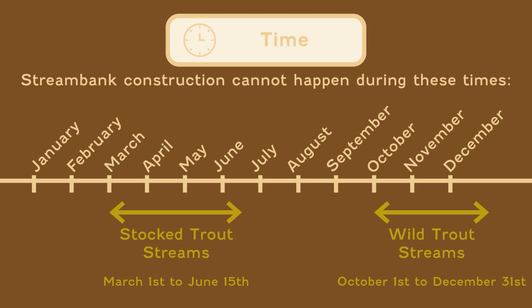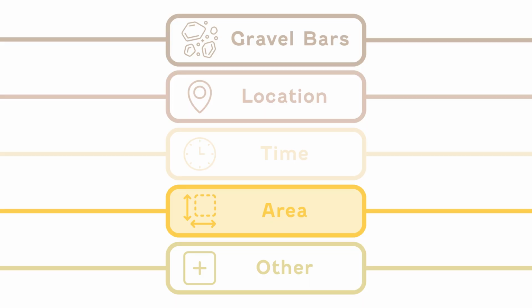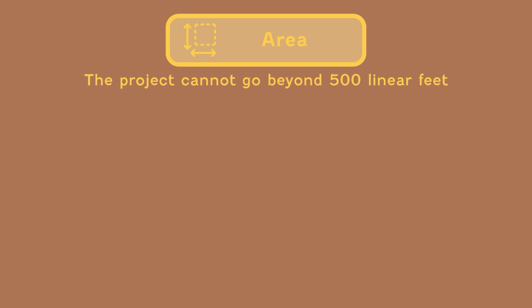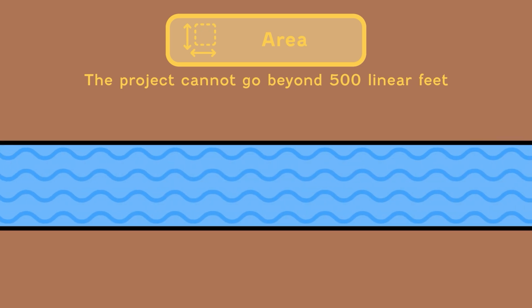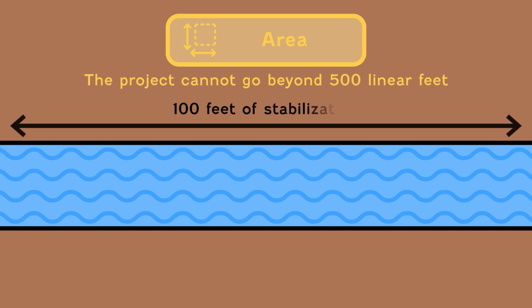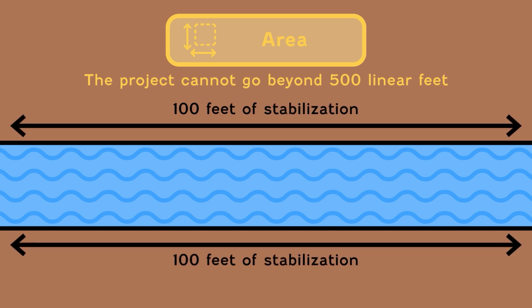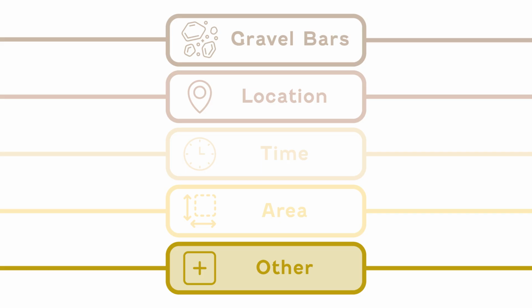If you are not sure what the stream on your property is designated as, WCD staff can help identify your stream and provide information. There is an area limit to a project as well. The project area cannot go beyond 500 linear feet of stream bank. For example, if you have a stream that is 100 feet long on your property and you intend to stabilize the stream bank on both sides, you will have a total of 200 feet as your project area, and you would be safe to proceed with the project.